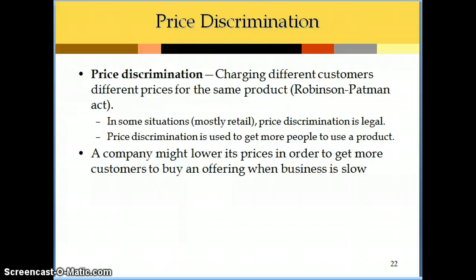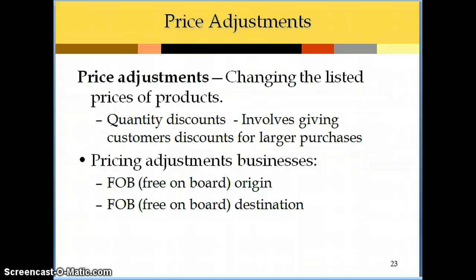Price discrimination is really charging different customers different prices for the same product. In some situations, mostly retail, price discrimination is legal. Price discrimination is used to get more people to use the product. A company might lower its prices in order to get more customers to buy an offering when business is low.